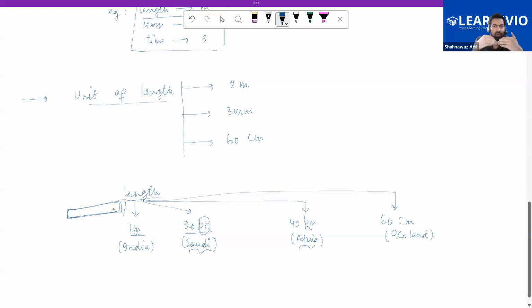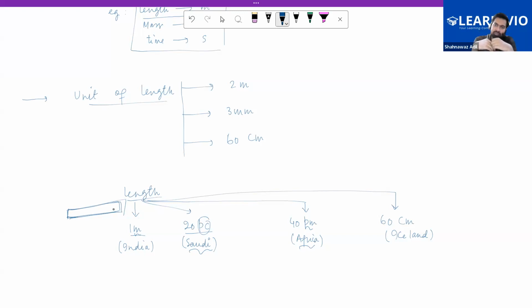So there is no correlation between these different measurements. There will be lots of confusion in measuring the same quantity. So I have to remember all these kinds of units, and this will create confusion. So that is why, what should I have?